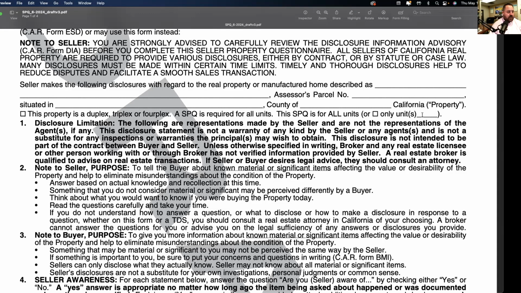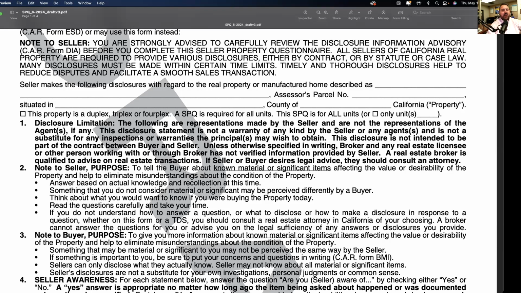Okay, think about what you would want to know if you were buying the property today, right? Just what I talked about when we said we're advising the seller. Read the questions carefully and take your time. If you do not understand how to answer a question or what to disclose or how to make a disclosure in response to a question, whether it's on this form or TDS, you should consult a real estate attorney in California of your choosing. A broker cannot answer the questions for you or advise you on the legal sufficiency of any answers or disclosures you provide.